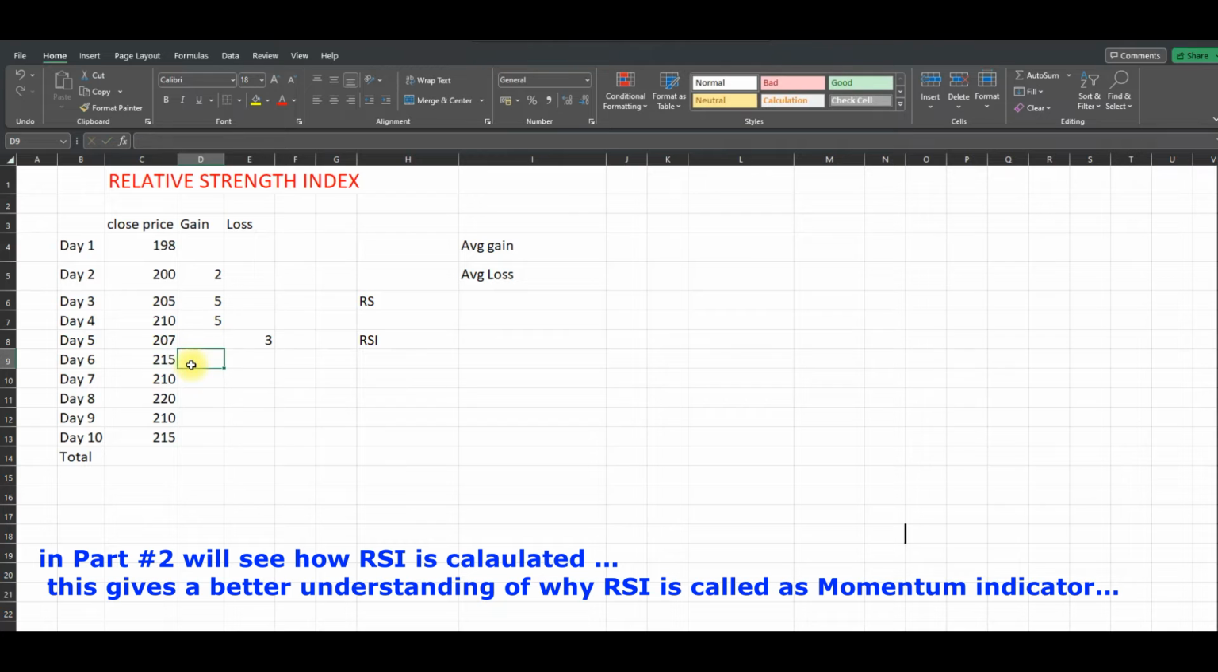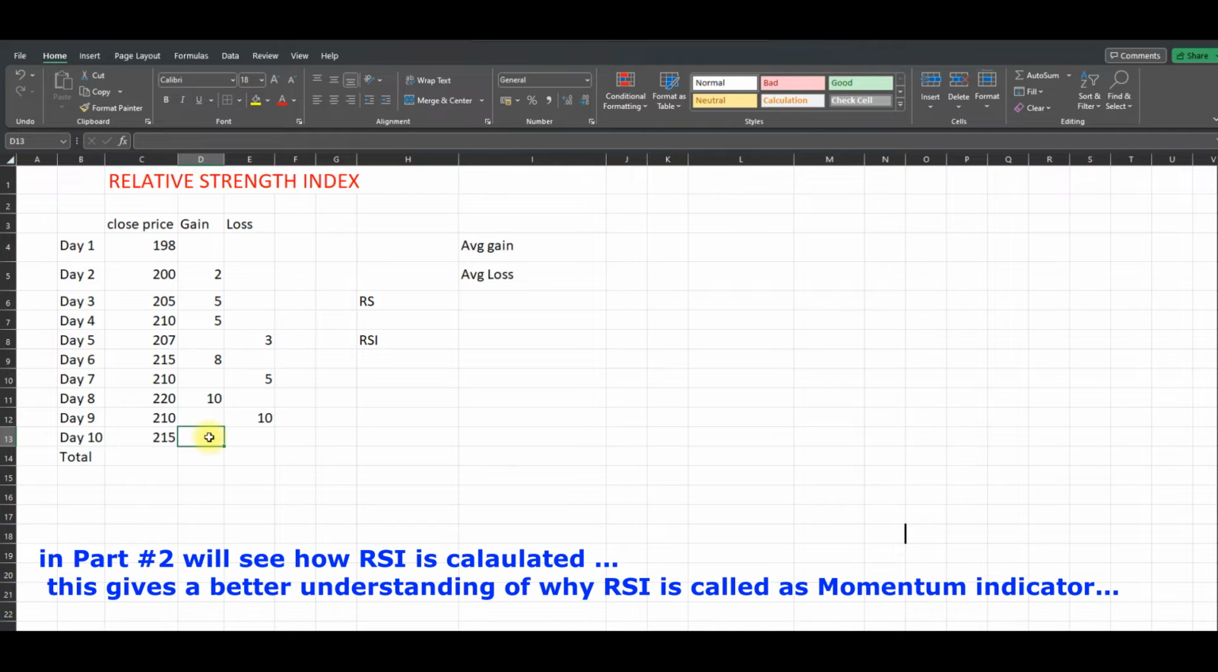And here it is 215 and 207. So here we have a gain of 8 rupees. And here it is 210 and 215. So here we have a loss of 5 rupees. And day 7 is 210 and day 8 is 220. So here we got a 10 rupees gain. And day 9 it is 210. So here day 8 closed at 220. So here we have a loss of 10.